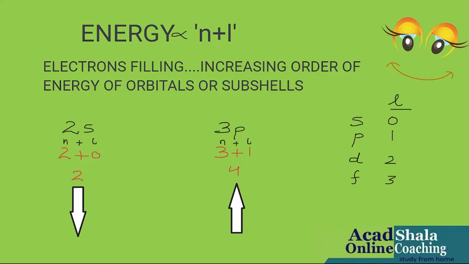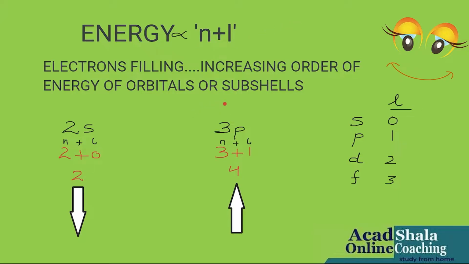Let us do a quick revision. We have to keep 2-3 points in mind for filling of the orbitals or subshells. The first thing is the energy of the orbitals or subshells. The second is that electrons first occupy the lower energy orbital. And the third is that electrons are filled in increasing order of energy of orbitals or subshells. This we have to keep in mind. Now we have understood that the energy of a subshell is directly proportional to its n plus l value.